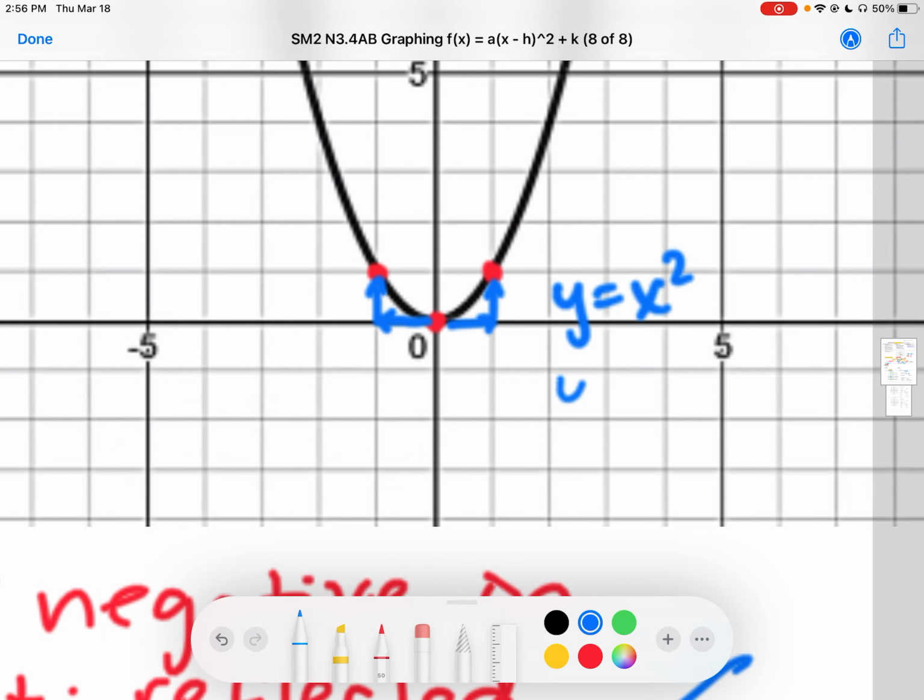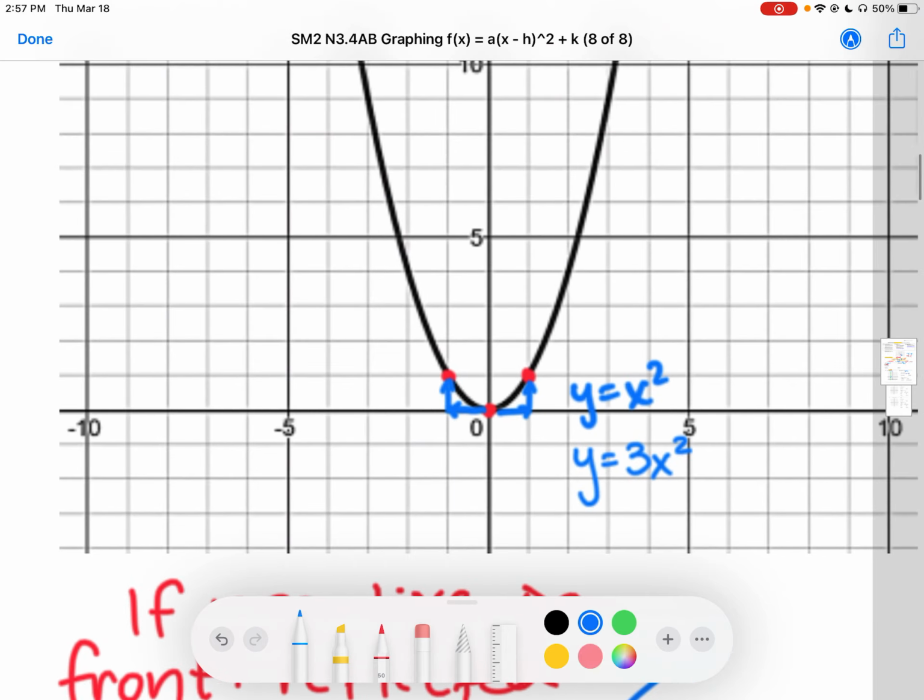What if it was y equals 3x squared? If this is the function we're graphing now, we still have our vertex, but now we're going to move over 1, up 3. 1, 2, 3, right here. Over 1, up 1, 2, 3, right there. Then we would have this, and that's why it looks skinnier. y equals 3x squared looks skinnier.